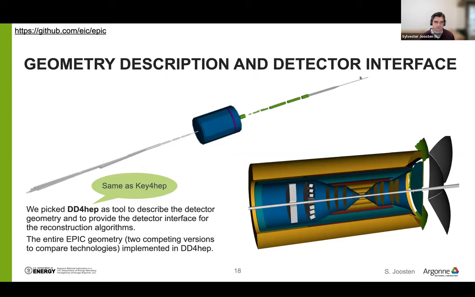So at the ground of it all lies the detector. And for the detector, we needed a geometry description as well as a detector interface. For this, we picked DD4hep as a tool to describe the detector geometry and to provide this interface to the reconstruction algorithms. The entire EPIC geometry right now is implemented in two competing versions to compare some key technological differences in DD4hep.